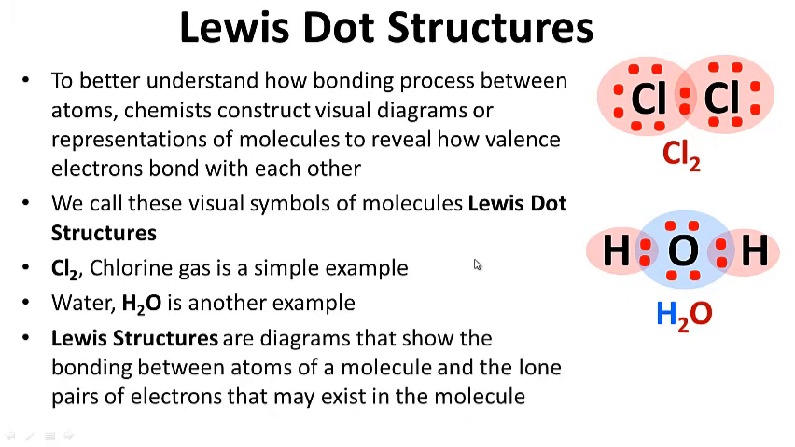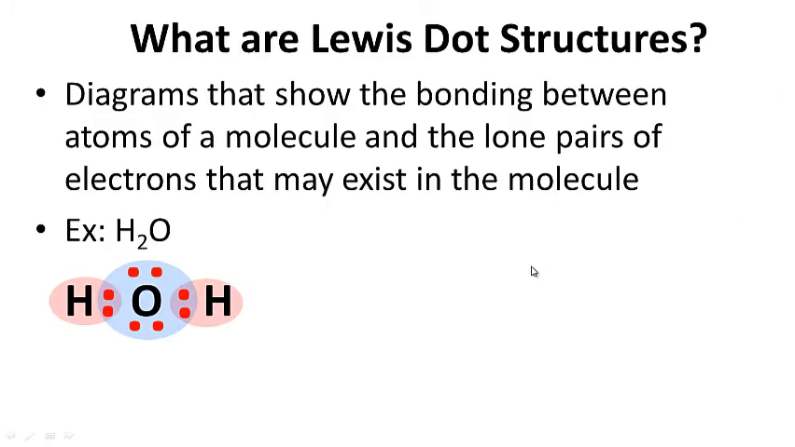So Lewis structures are diagrams that show the bonding between atoms of a molecule and the lone pairs of electrons that may exist in the molecule. The lone pairs just mean like these 2 around oxygen that are lone. They're not bonded to hydrogen. All right, so for your notes, what are Lewis dot structures? Question on the left-hand side, answer on the right-hand side. Go ahead and write this. I'm going to move on here.